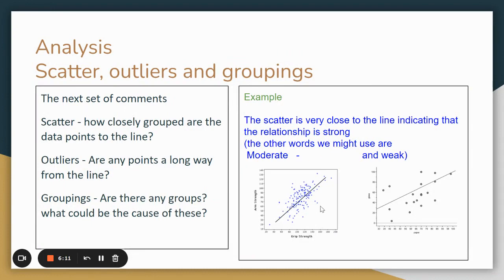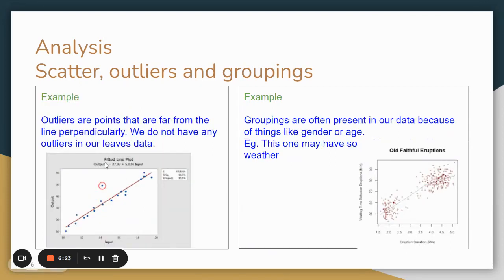The scatter is not very close to the line, so I would call this relationship moderate. There seems to be very little relationship between the dots and the line, so I might call that one weak. Then we go on to outliers.